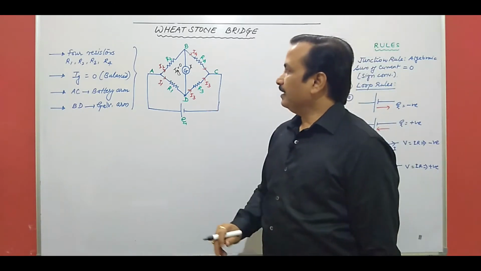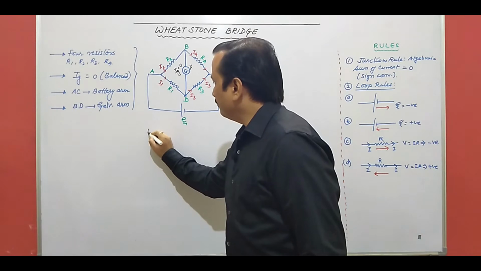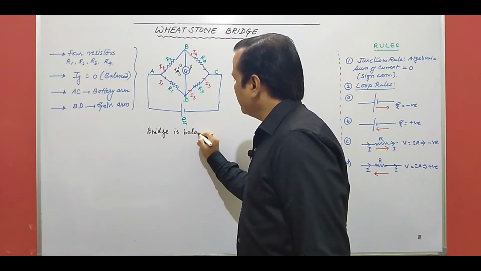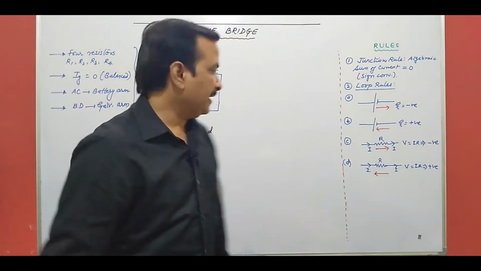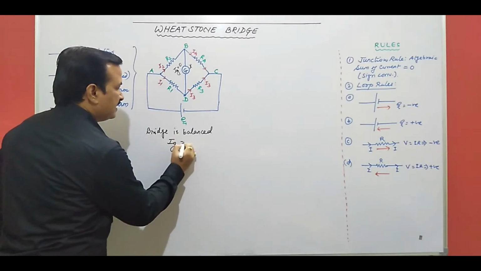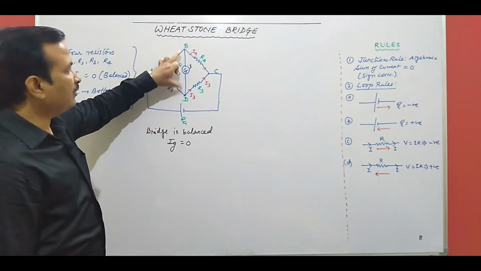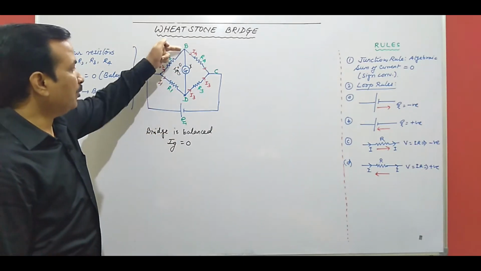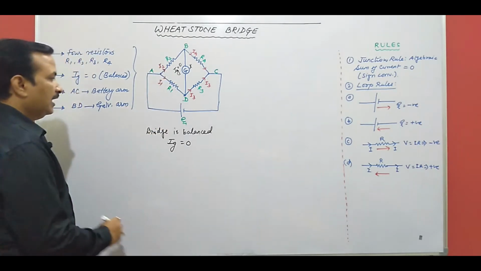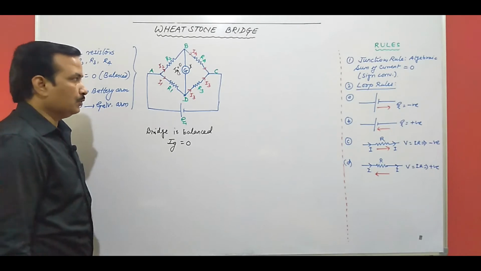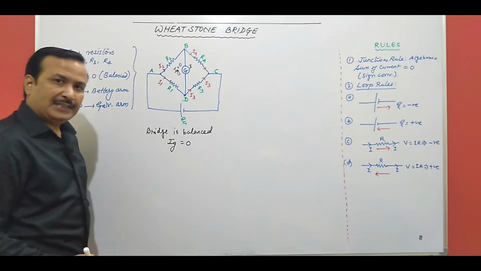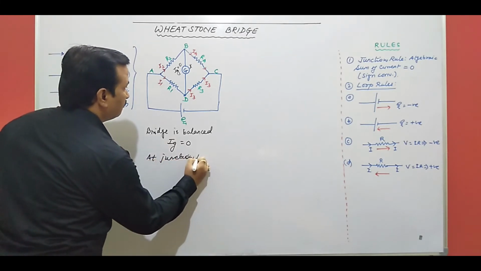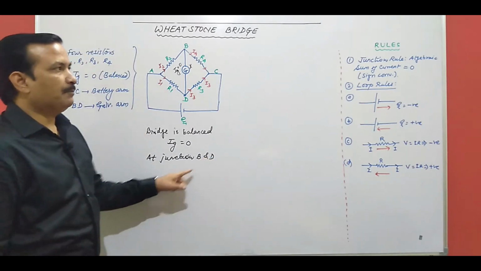Okay, so let's see. The bridge is balanced when Ig is 0, right? If Ig is 0, that means B and D are at the same potential. There is no potential difference between points B and D, right? Now we will be applying Kirchhoff's rules also. Before we apply Kirchhoff's loop rule, see at junctions B and D where we can apply the junction rule.